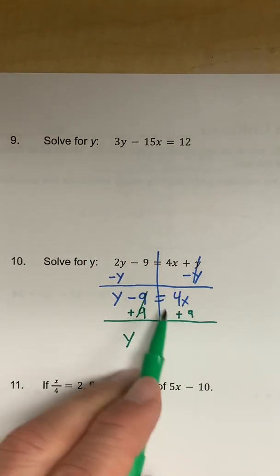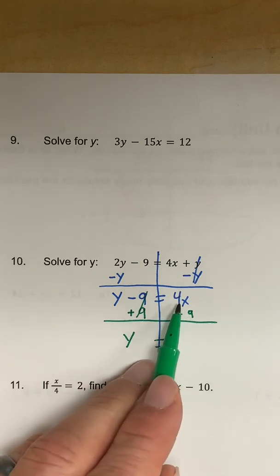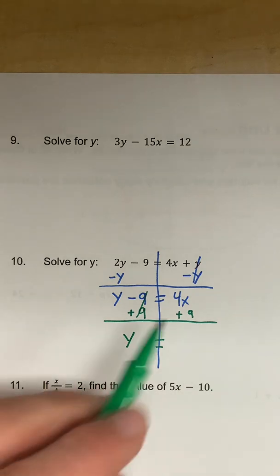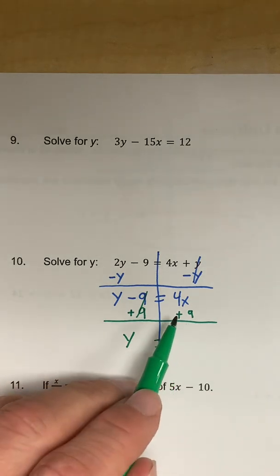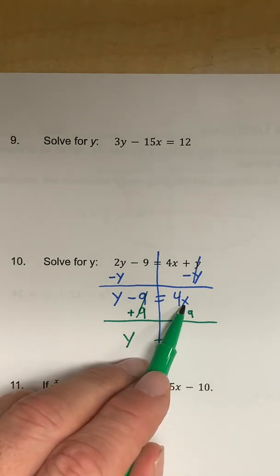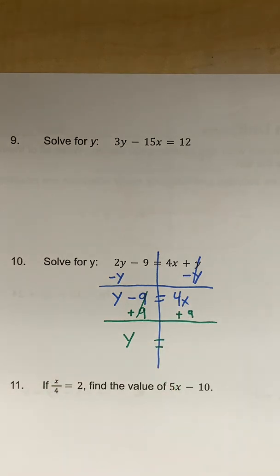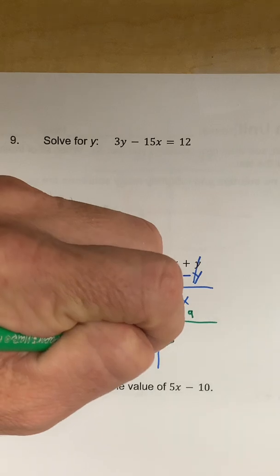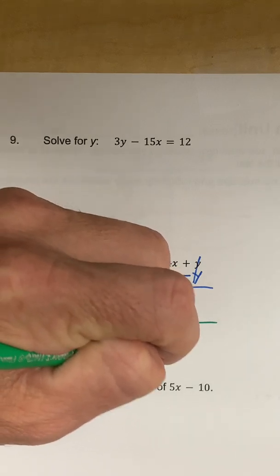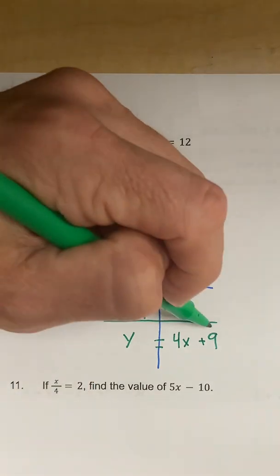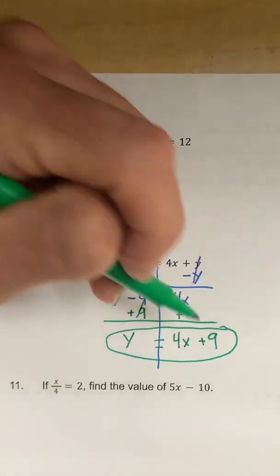Okay, so how are we going to write this down? Are we going to do 9 plus 4 and get 13? Or will we write them next to each other? So we have to ask, are these like terms? Well, the 4 has an x attached to it, and the 9 does not. So we cannot combine these. We have to write them next to each other. So we'll finish it up by writing 4x plus 9, and now we have solved for y. Awesome.